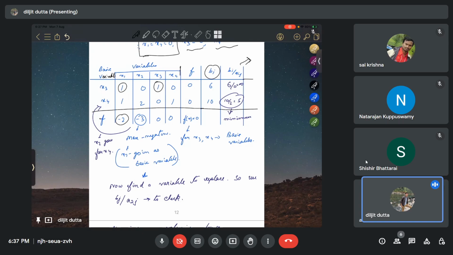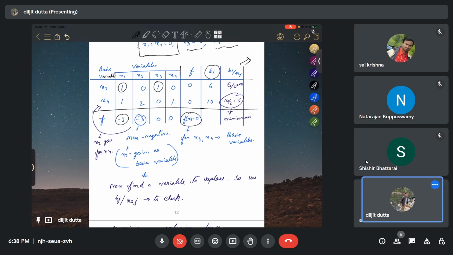And the value of fx will be 0, since we are considering x1 and x2 as non-basic variables. To get the basic feasible solution, we set the value of the non-basic variables as 0. So initially fx equals 0.